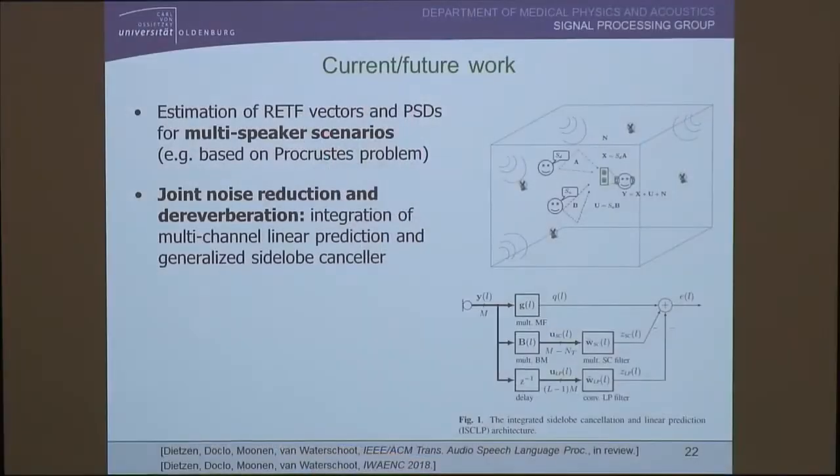There, in a conference and also in a journal paper, we proposed a scheme that combines this MCLP, or weighted prediction error, together with a generalized sidelobe canceller for the noise reduction. Well, you cannot really split it between the generalized sidelobe canceller for noise and the other one for dereverberation. They really work in a joint way. So that's what we're currently doing in this area.